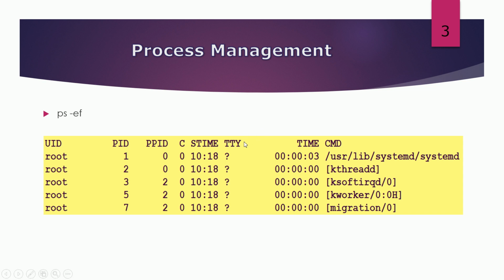TTY is the terminal type associated with the process. That's why it is showing a question mark. TIME is the CPU time taken by the process, that is, the time that the CPU spends on the process. CMD is the command that started the process. So this is the basic idea about this command output.